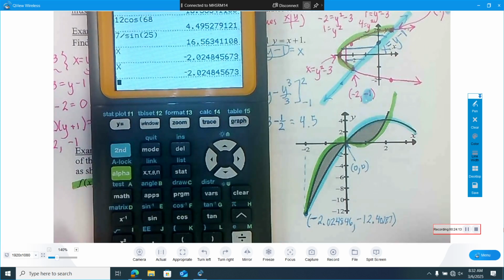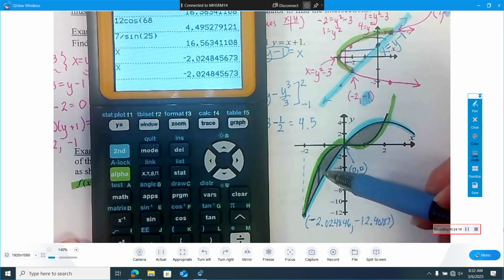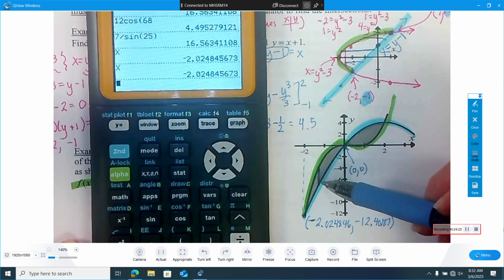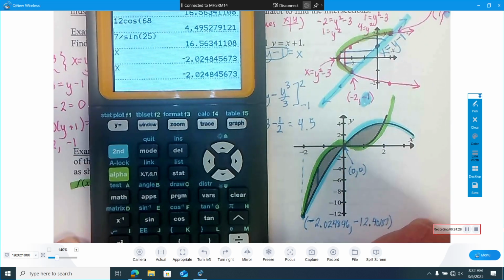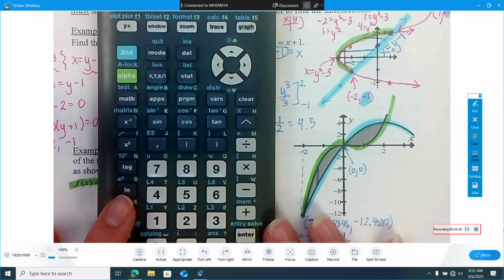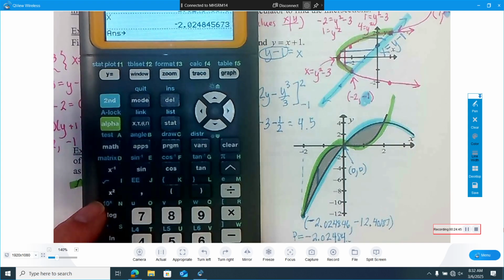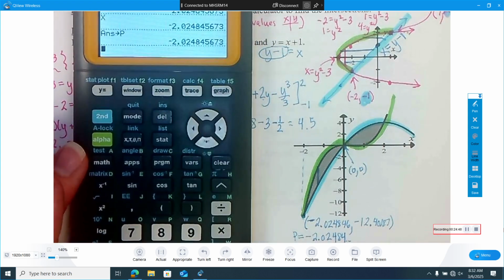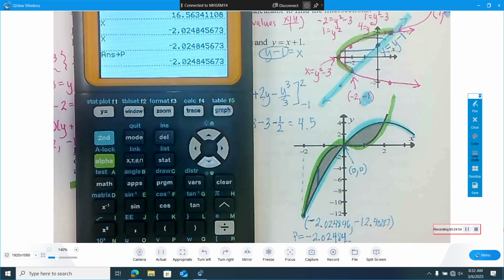Okay, but what I want to do is top minus bottom. So I'm doing vertical subtraction here, so I'm using X values. I want to restore that X value. I'm going to use P. I'm going to let P equal -2.024844, and so on. So I'm going to store that. I just hit store, and it's going to take that answer. I'm going to do alpha P, just to store it in P for now. So you hit store, you store it, okay?